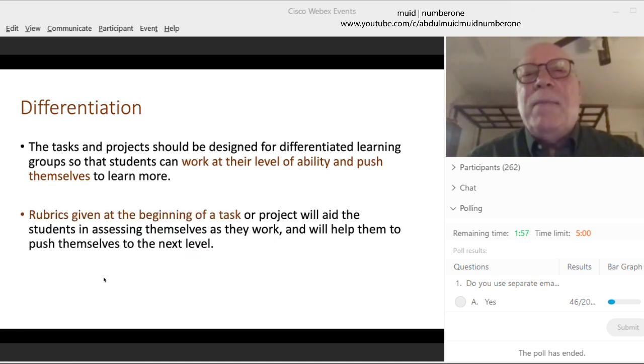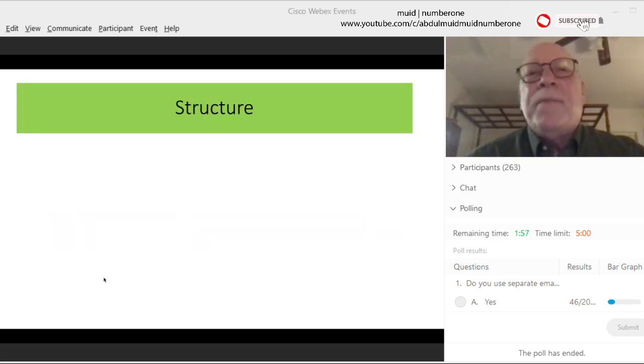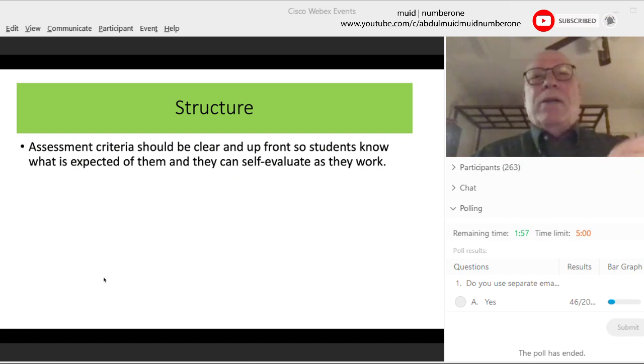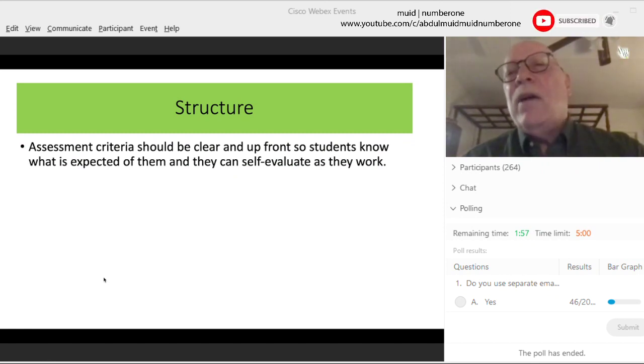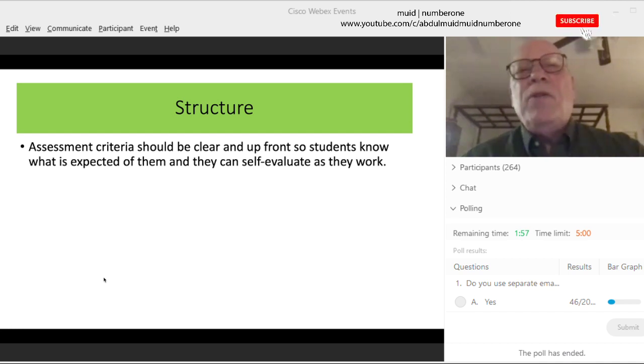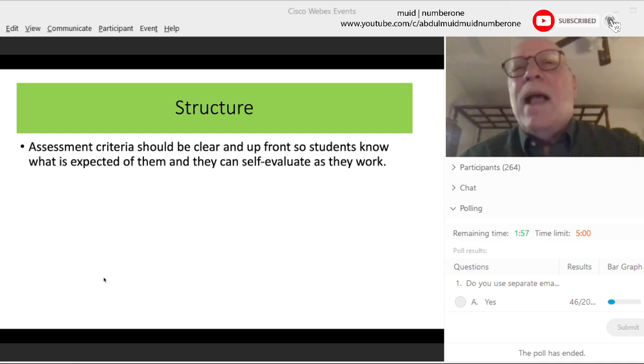And rubrics given at the beginning of a task or a project will aid the students in assessing themselves as they work and will help them to push themselves to the next level. So now we're going to talk about this very important thing of assessment and rubrics. Under the structure, assessment criteria should be clear and upfront, so students know what is expected of them and they can self-evaluate as they work.